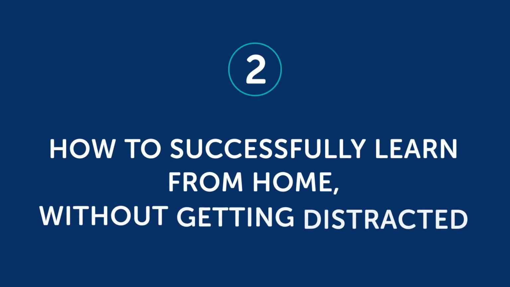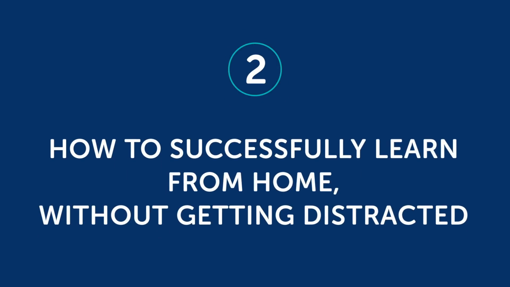Part 2. How to successfully learn from home without getting distracted. So, here's how you do it. First, pick a dedicated place for learning, and preferably not your bed. Just like an office is associated with working time and your bedroom is associated with rest, you need a place associated with language learning. It could be your desk in the corner of the room. It could be your basement, as long as it's far from distractions and places of rest.